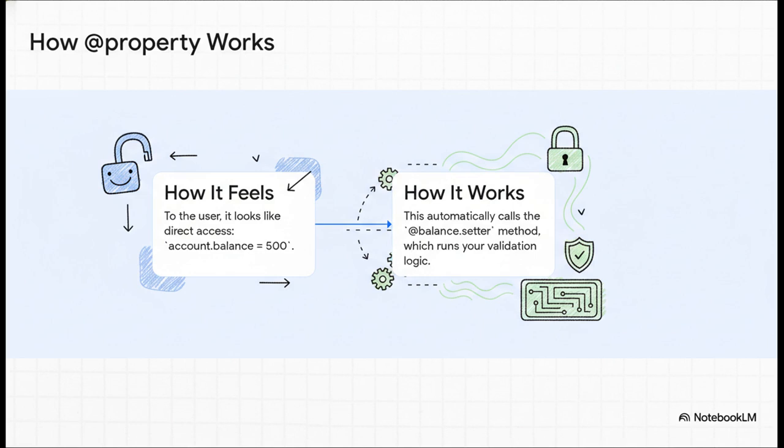But what's happening under the hood? Python is actually intercepting that call and automatically running your special setter method, the one with the @balance.setter decorator, where all of your important validation logic lives. It is literally the best of both worlds, a super clean interface with powerful, controlled logic hiding just underneath.